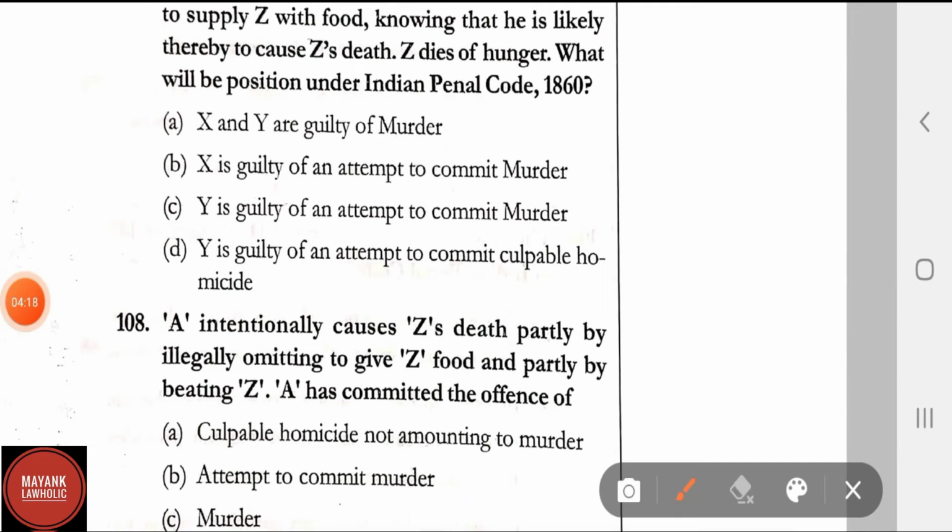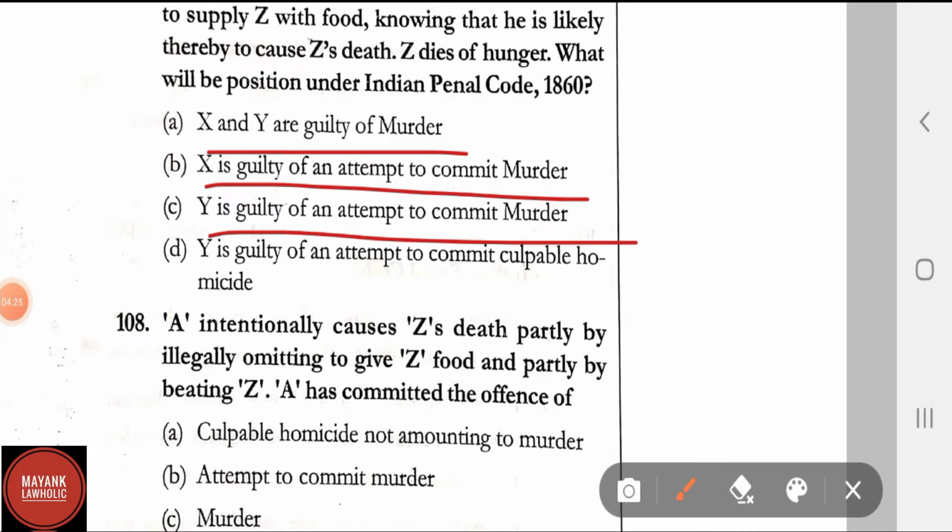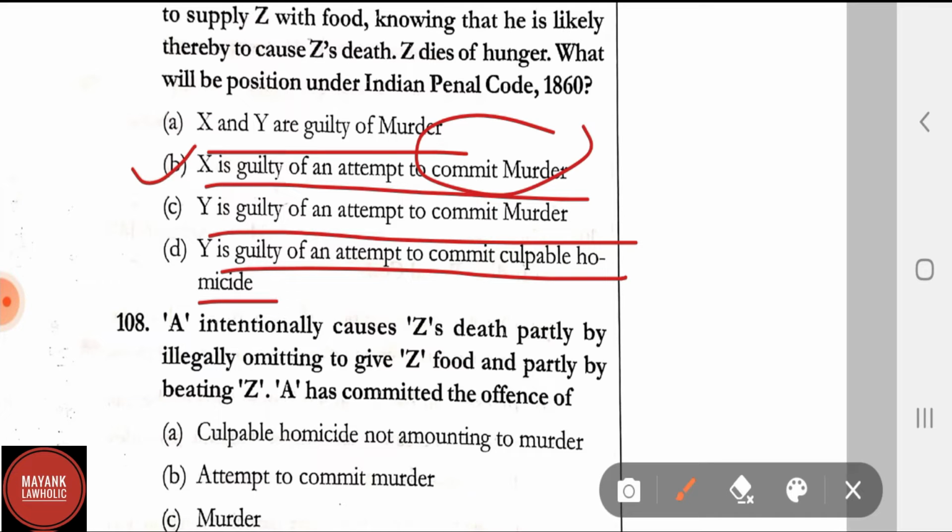Options: A, X and Y are guilty of murder. Option B, X is guilty of an attempt to commit murder, option C, Y is guilty of an attempt to commit murder, and option D, Y is guilty of an attempt to commit culpable homicide. Here the correct answer is option B, that is X is guilty of an attempt to commit murder.